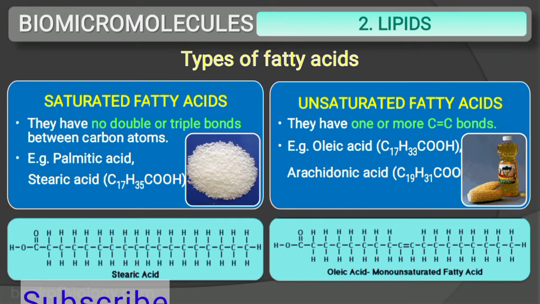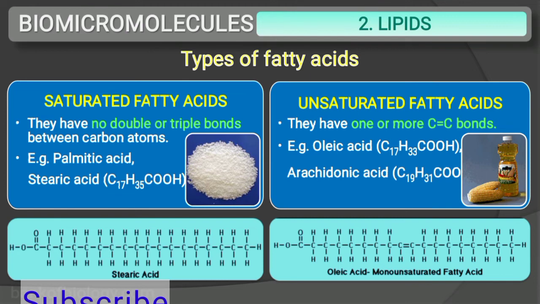Whereas unsaturated fatty acids have one or more carbon to carbon double bonds. For example, oleic acid, arachidonic acid. As you can see in the diagram of oleic acid, there are multiple carbon to carbon double bonds, but here we are looking at oleic acid, so it has one double bond.